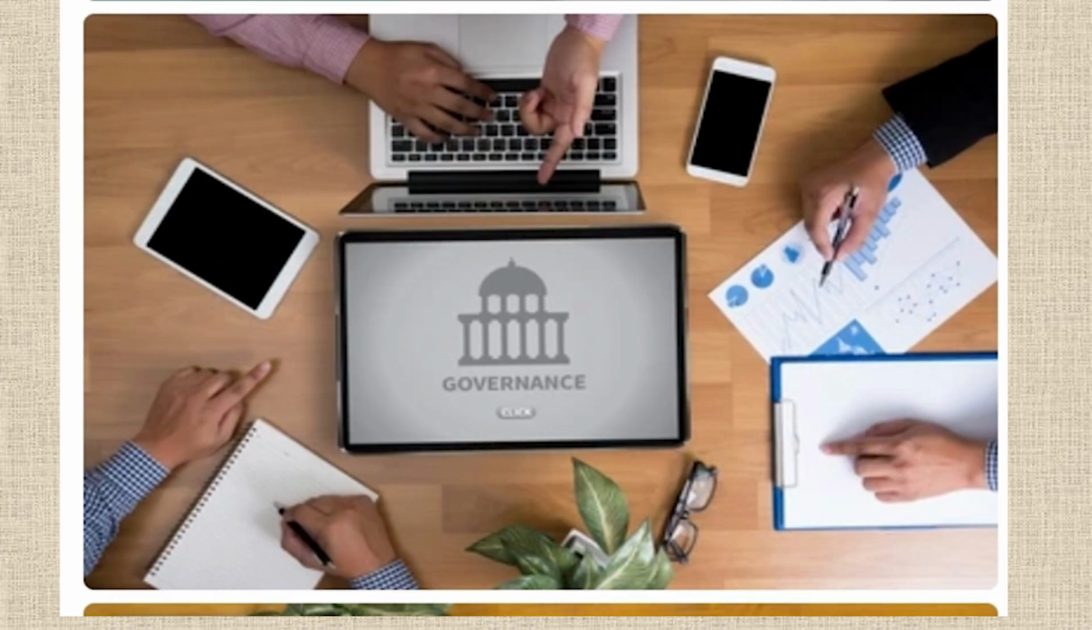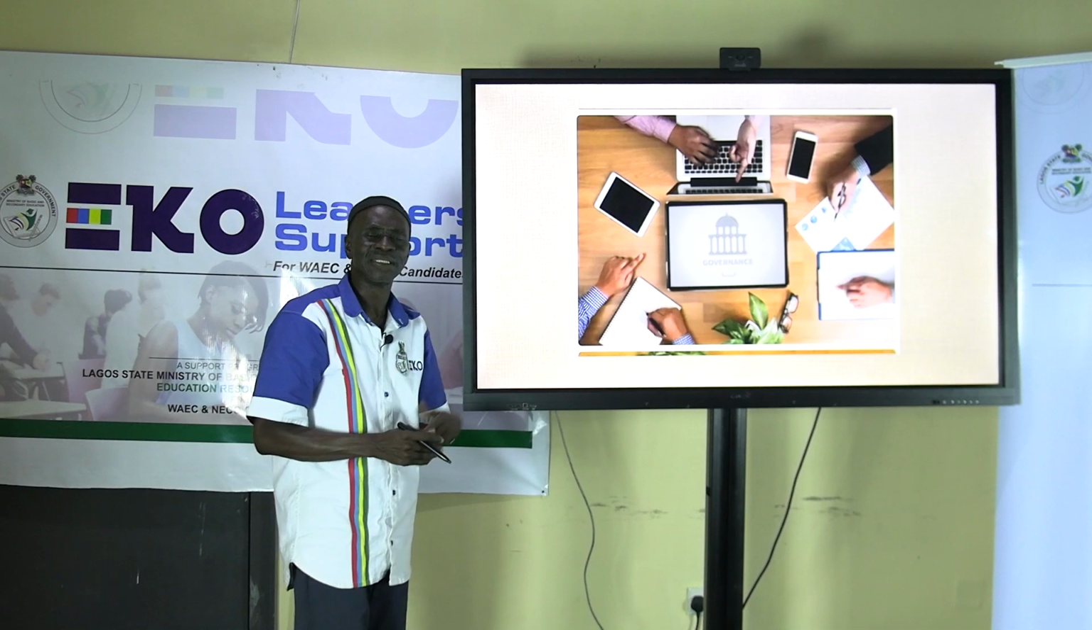You can see from the picture how different people interact. It's as a form of description of what we are talking about. Different people using computer systems, some using phones through the social media handles, as well as other digital devices.